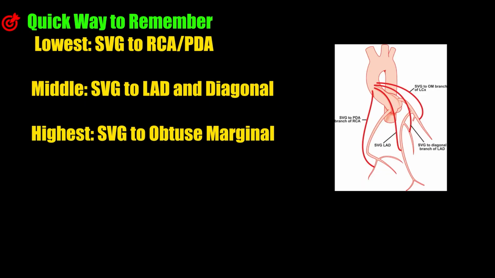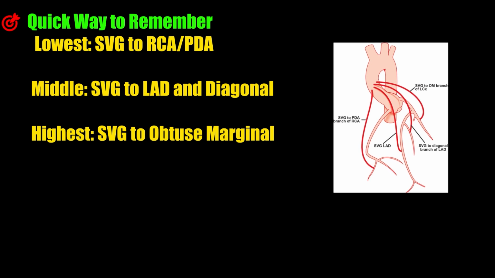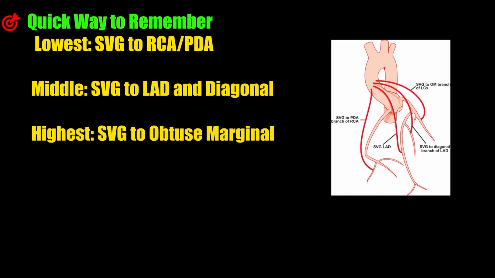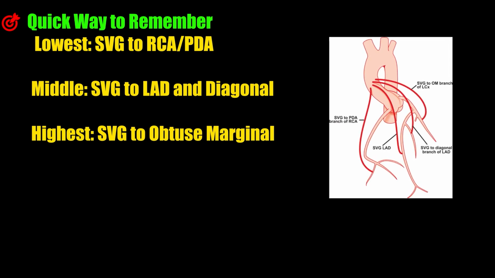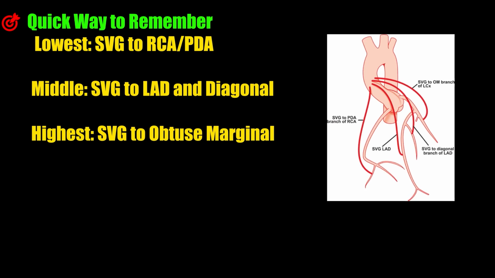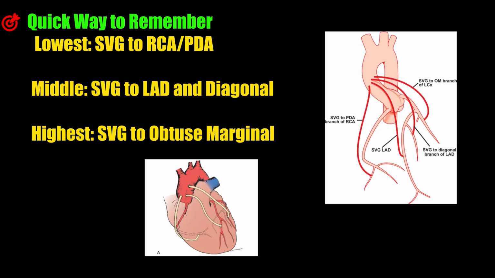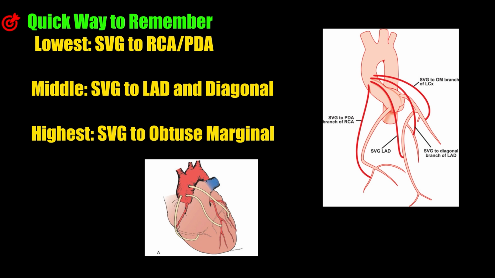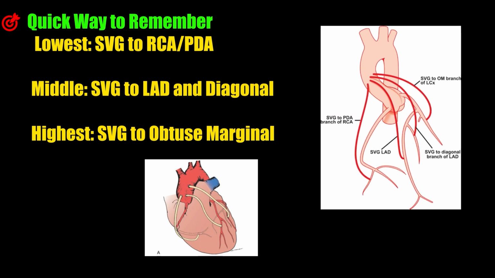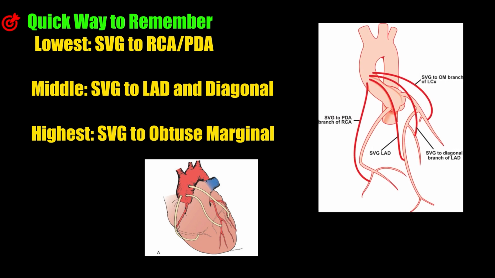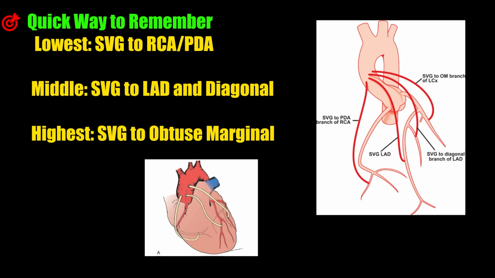Quickest way to remember for me is just remembering that the lowest is to the RCA. So the most proximal down on the aorta will be the SVG to RCA. The middle will be LAD and diag, and then the highest SVG goes to the OM. This is something you just got to kind of commit to memory. Don't make it too hard. They usually follow this same or similar path, so just remember this picture.